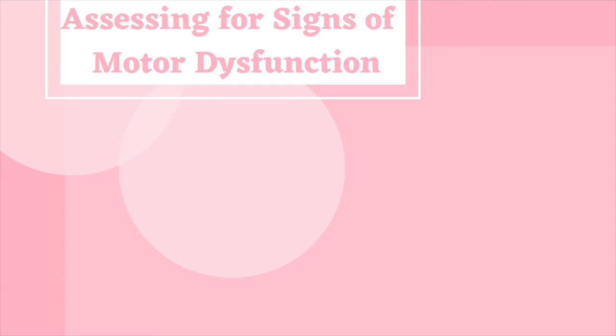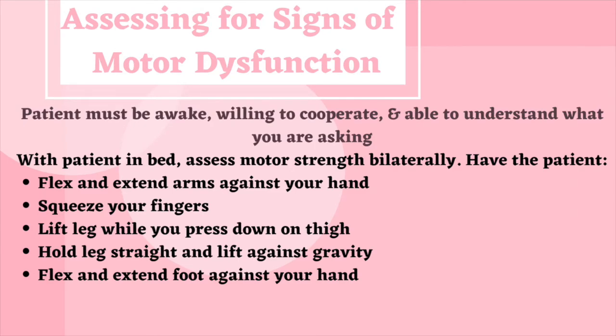Assessing for signs of motor dysfunction. Once we assess that, the patient must be awake, willing to cooperate, and able to understand what you are asking. With the patient in bed, assess motor strength bilaterally. Have the patient flex and extend arms against your hand, squeeze your fingers, lift leg while you press down on the thigh, hold legs straight and lift against gravity, and flex and extend foot against your hand.